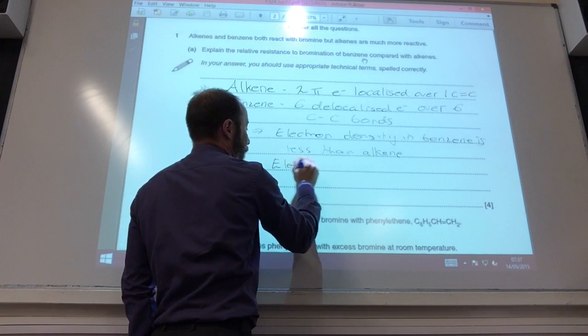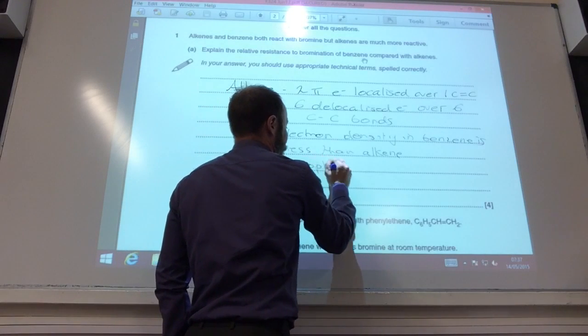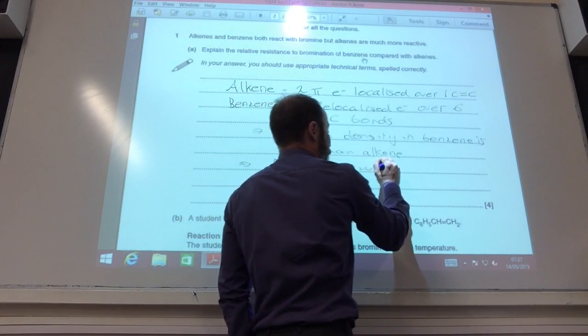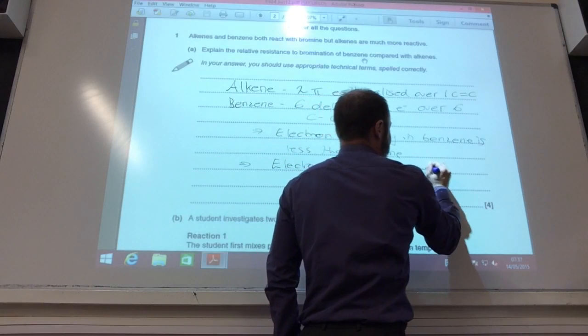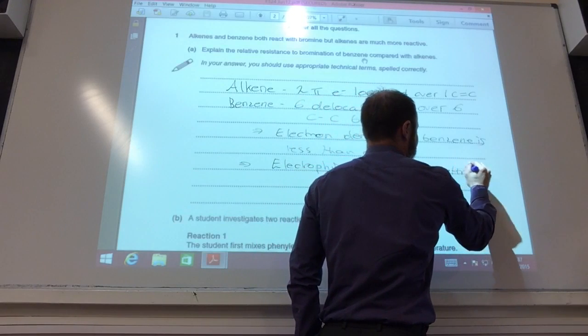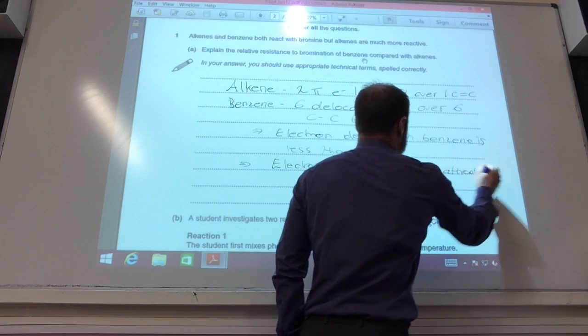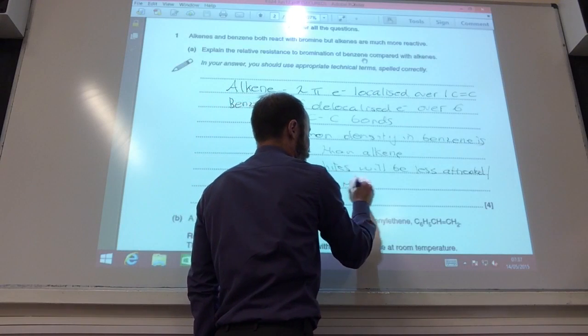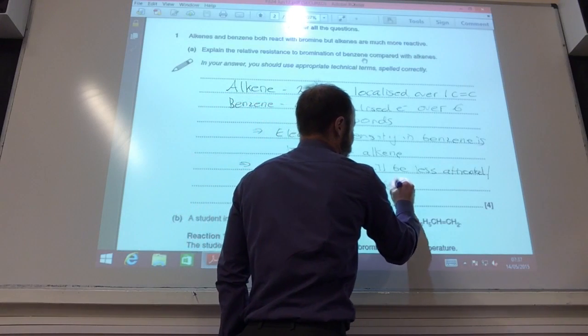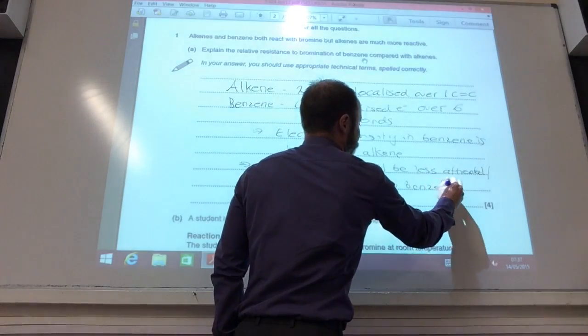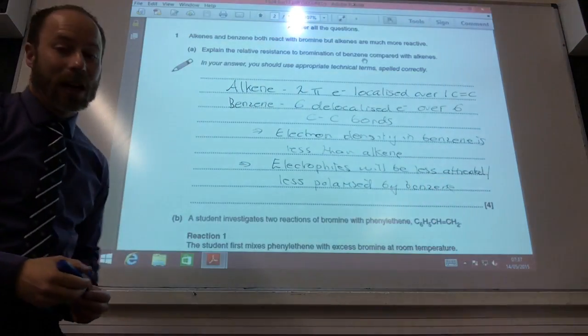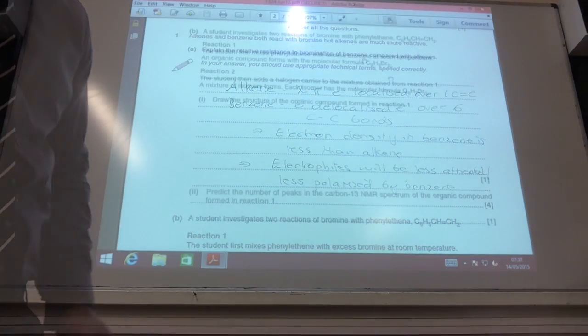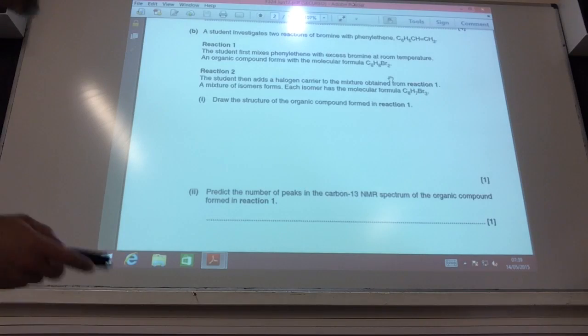any electrophiles will be less attracted, or equally less polarized, by benzene. There you go. So that should really get you the full marks. Okay, so now we get on to some reactions.